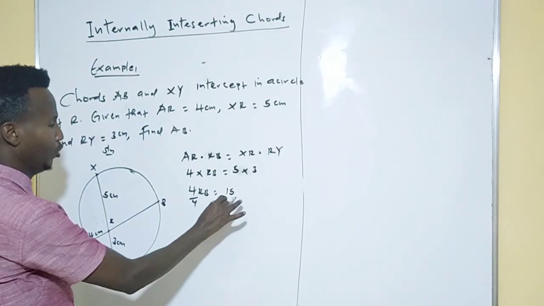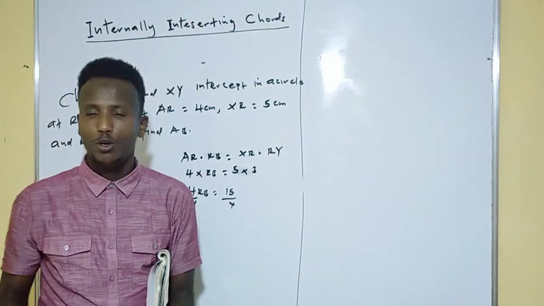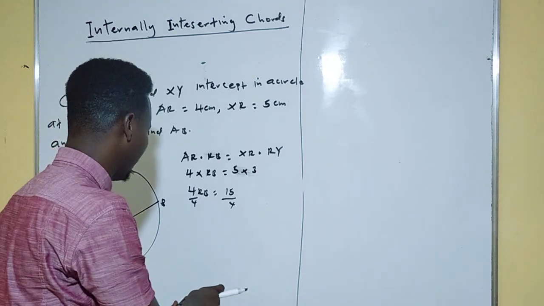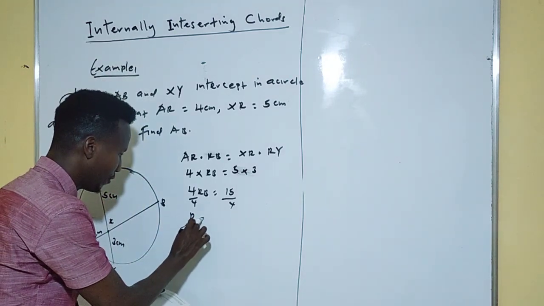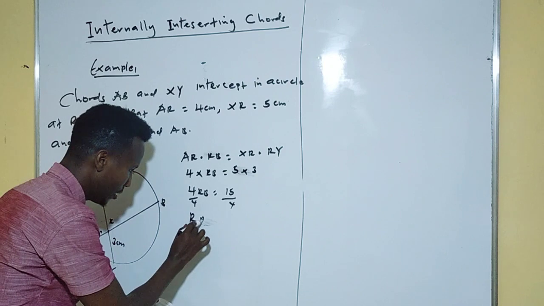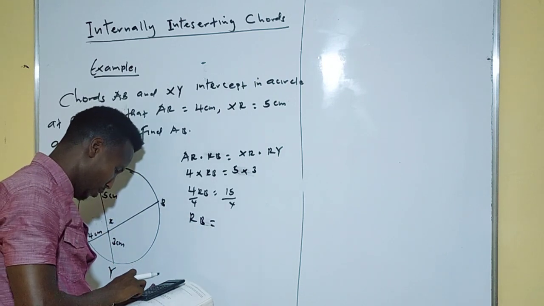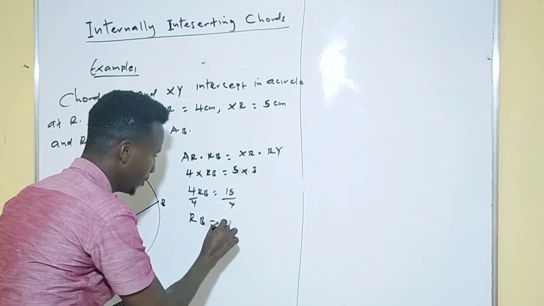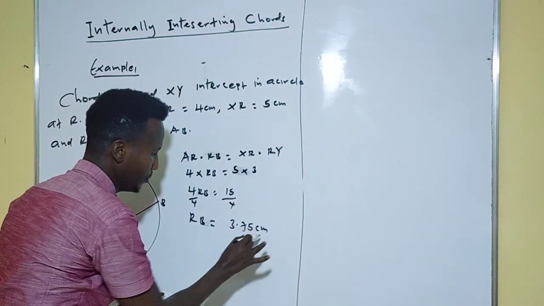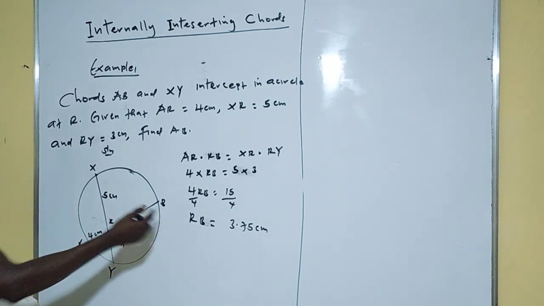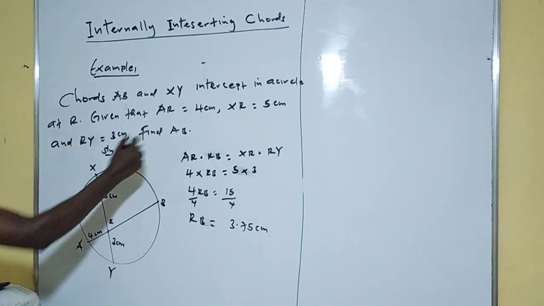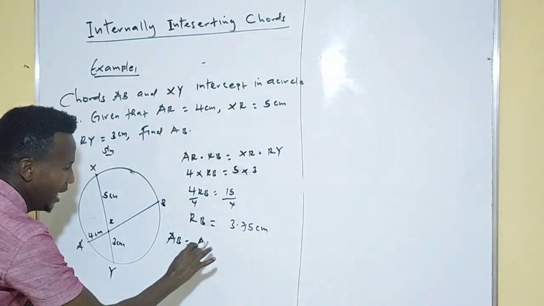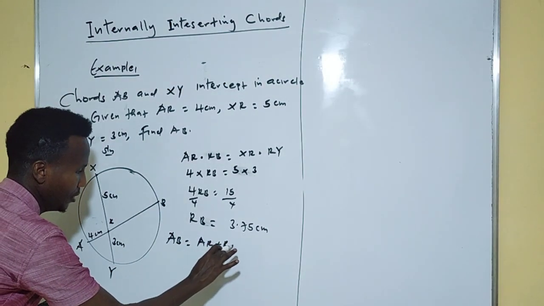Then divide by 4. Remember, you must have your calculator, okay? This is my calculator. So RB is equal to 15 divided by 4, which is 3.75 centimeters. But remember, we are not looking for RB. You are told to find AB. So we know that AB is equal to AR plus RB.